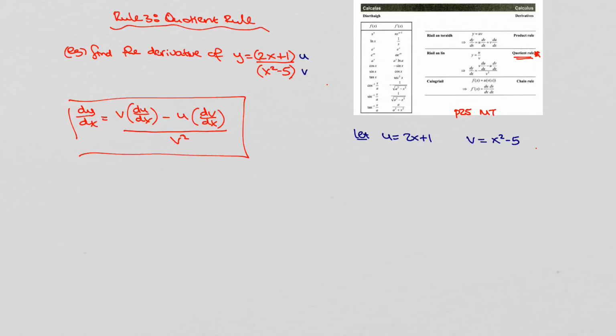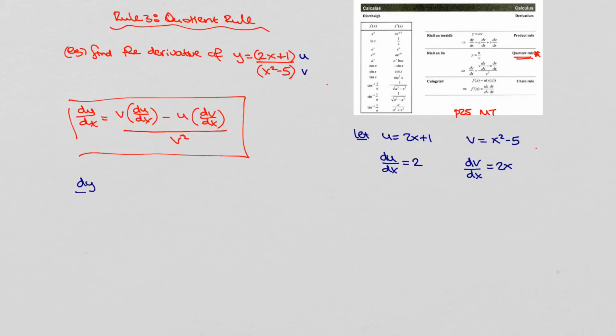In other words, u is equal to 2x plus 1. So if I differentiate u with respect to x, well then 2x differentiated is 2. And if I differentiate a constant 1, I will get 0. If I look at v, x squared minus 5, and I differentiate v with respect to x, then bringing down the power gives me 2x. And if I differentiate 5, I get 0. So now I have everything I need to sub into this formula here.